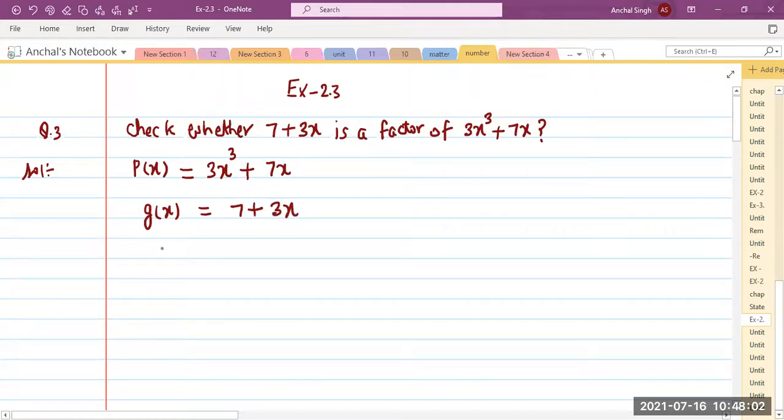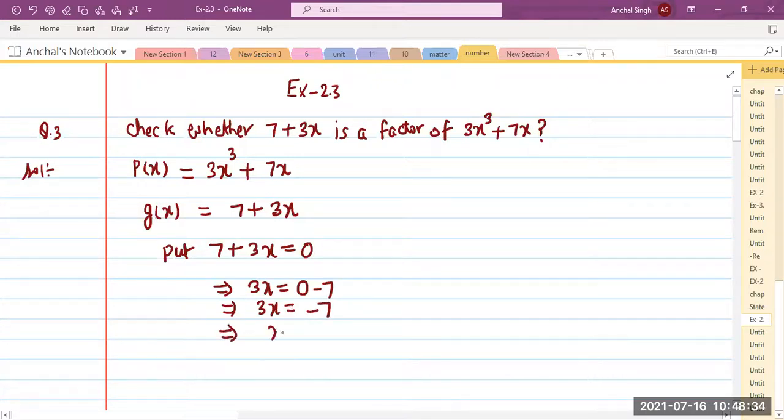Now the method is same. Look, what you will do, first you will put 7 plus 3x equal to 0. So this implies 3x is equal to 0 minus 7. This 7 from left hand side is transferred towards right hand side. It will become minus 7. So this implies 3x is equal to minus 7. This implies x is equal to minus 7 upon 3.